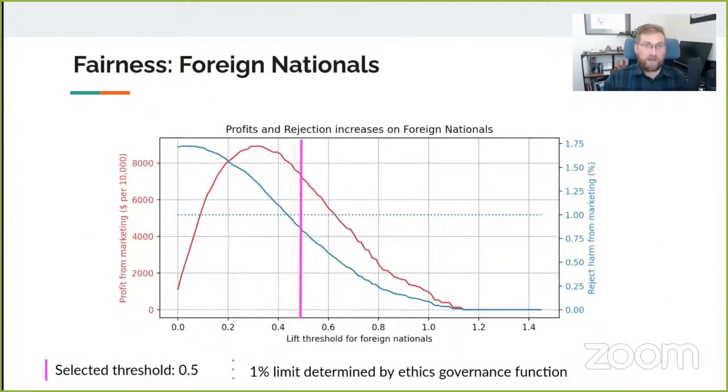Now, to actually demonstrate the thresholds in our hypothetical bank, the ethics governance function quantified our fairness objective, which was not to raise the harm rejection rate too much. They defined too much as 1% being the limit, based on historical data. Here we can see the threshold for foreigners that achieves good profit but less than 1% increase in rejection harms. And in this case, the bank's data scientists selected the threshold somewhat conservatively. This was because there were fewer foreigners in the customer base, so therefore a higher uncertainty around the rate estimates. So that we see it's actually a bit lower than 1%.